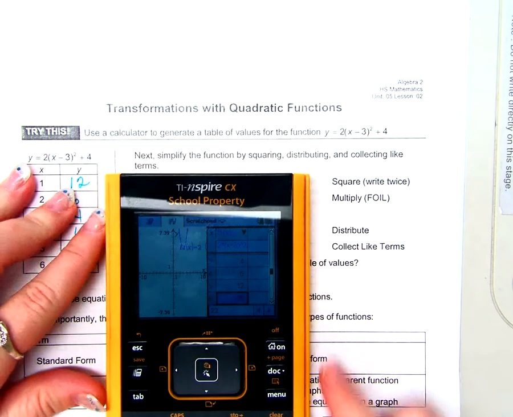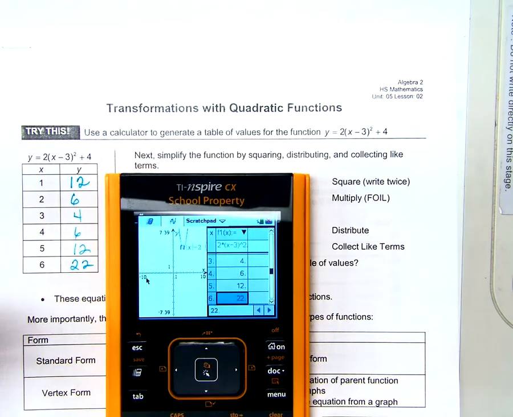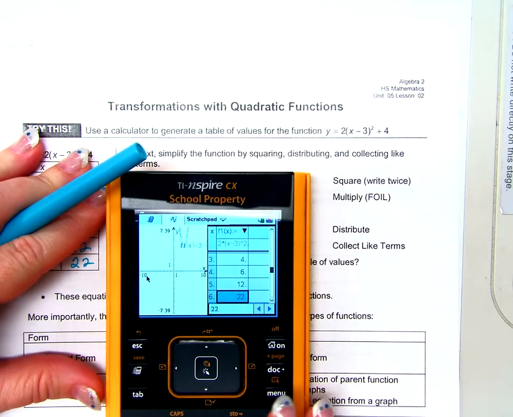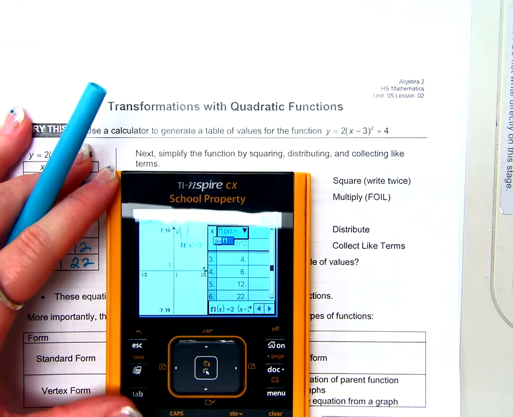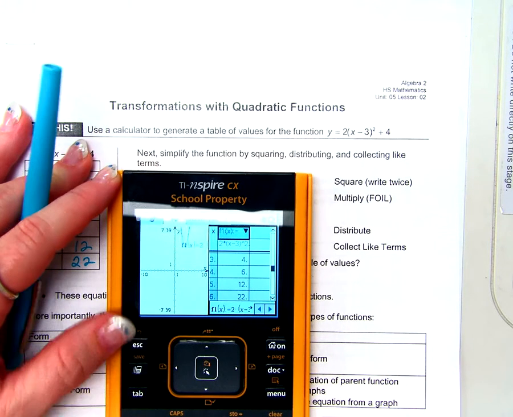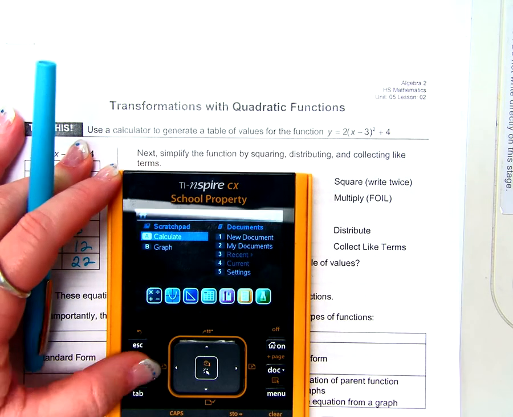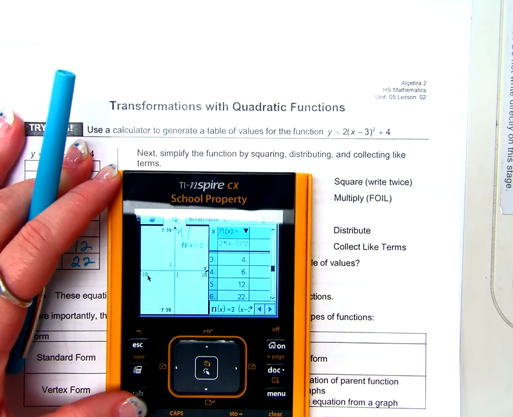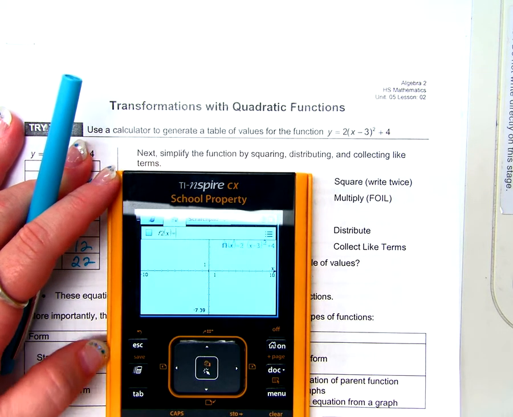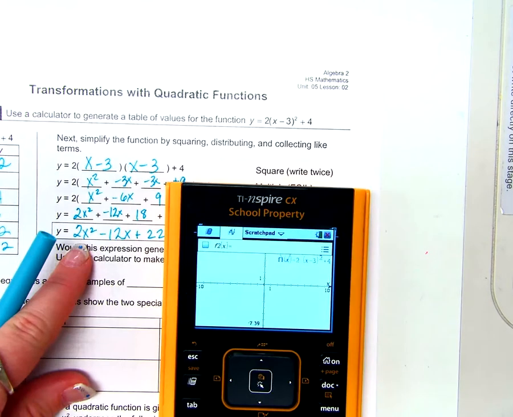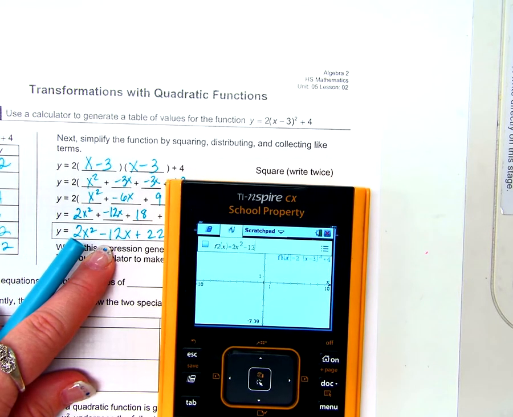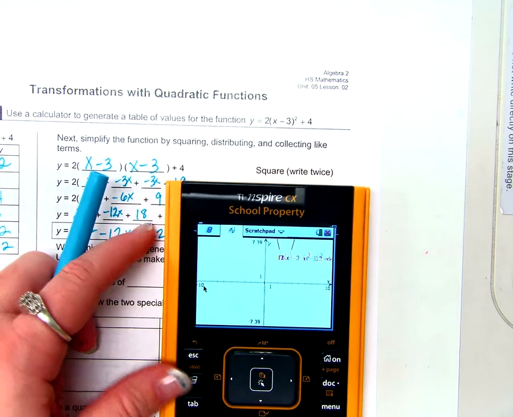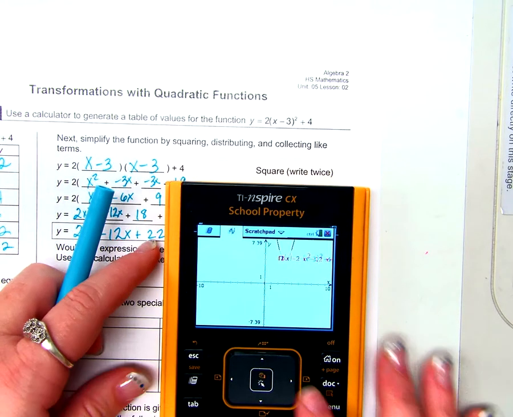Well, the easiest thing to do is prove it, right? So I'm going to go back here to, that's not what I want to do. I'm going to do Control T and get rid of the table for a second. Control T, get rid of my table for just a second. I'm going to tab and put this other equation in here. 2x squared minus 12x plus 22. Now I need my table back, so Control T to get my table back.